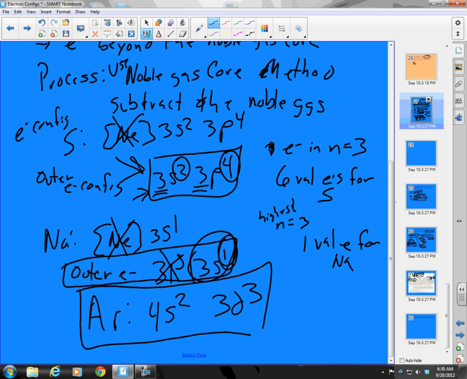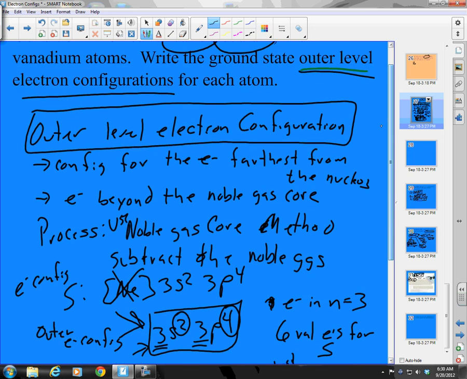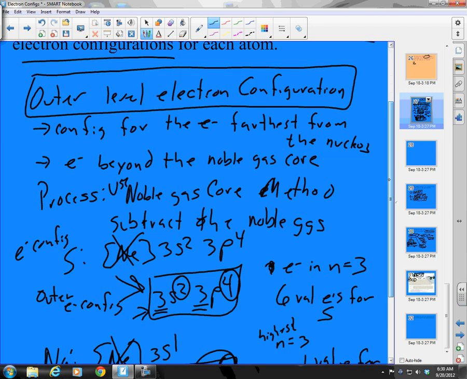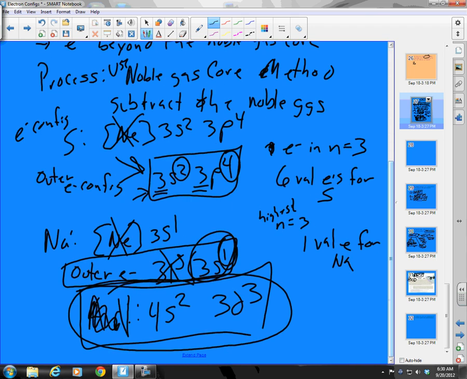And here's my outer electron configuration. Not argon, that's not right. That is vanadium. Sorry about that. Let's go back and check my question here. Yeah, vanadium. My outer electron configuration for vanadium is 4s2 3d3.